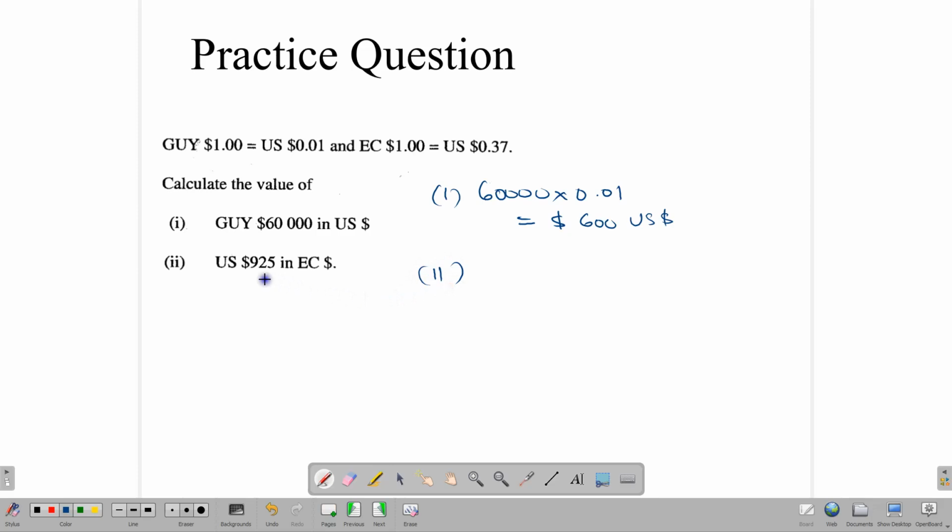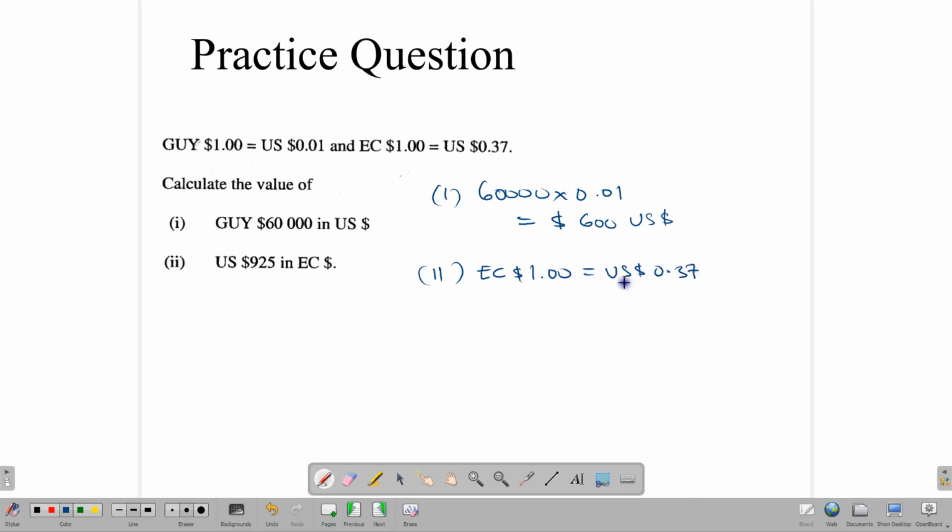Second part says we are to change US $925 to EC. Notice that the rate here is given from EC to US. So if you're changing 1 EC dollar, you're getting 37 cents US. Now I'm going to put up a little equation here. So EC $1 is equal to US dollar 0.37.